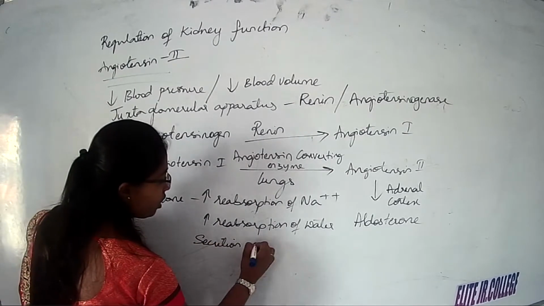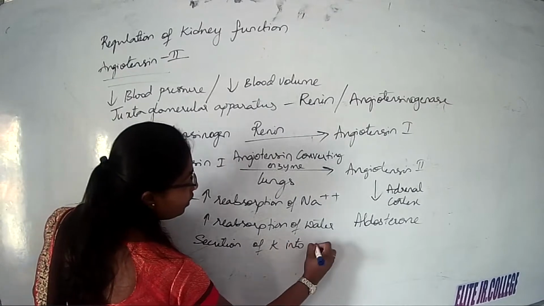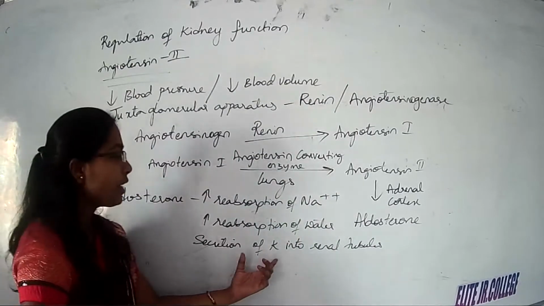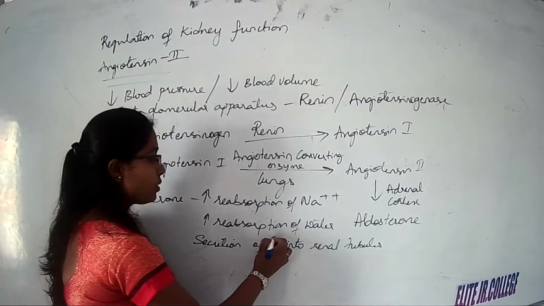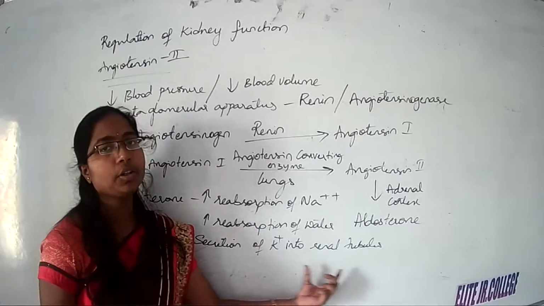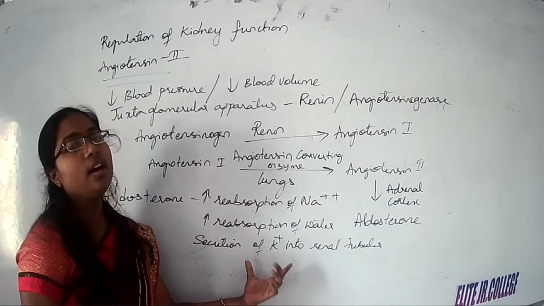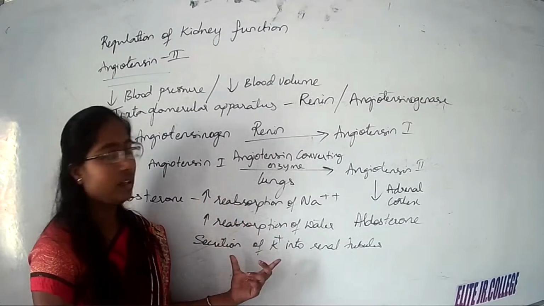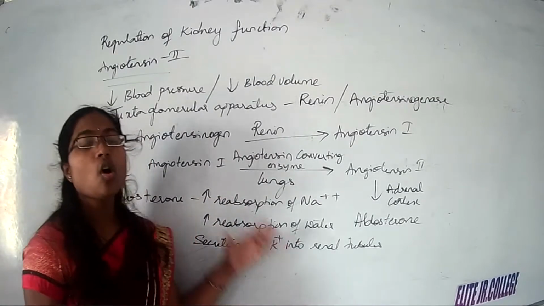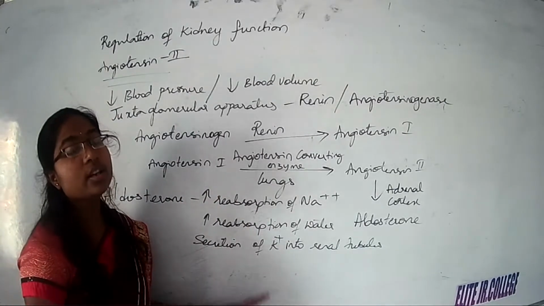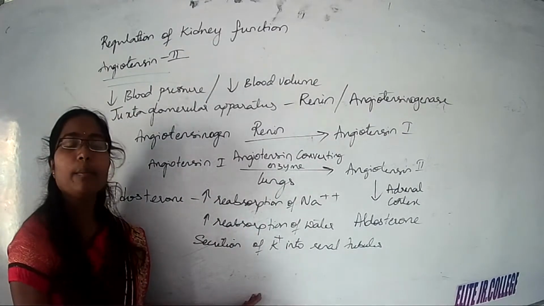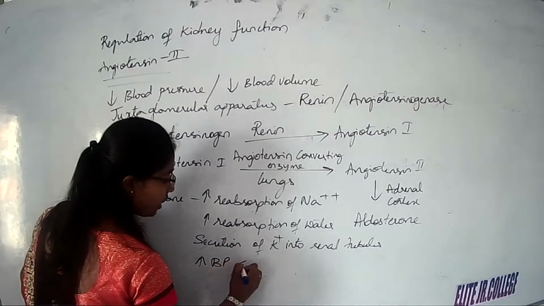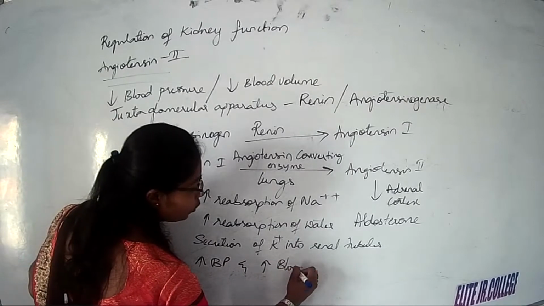And this aldosterone is also going to cause secretion of potassium into the renal tubules. So all these three responses, reabsorption of sodium, reabsorption of water, and secretion of potassium into the renal tubules, are going to cause increase in the blood pressure and increase in the blood volume.